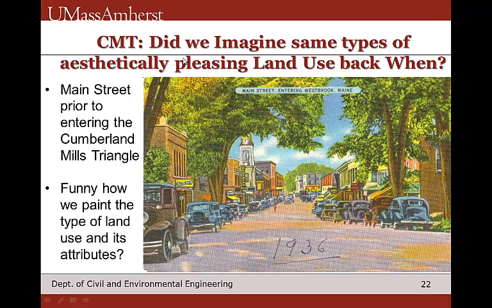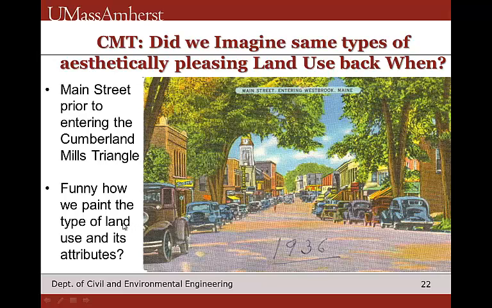The Cumberland Mills Triangle here. Now the question is, did we imagine the same types of aesthetically pleasing land uses back, say, in 1936? This is actually a picture of Main Street entering the city of Westbrook from the other end, not from the Portland end, but from the western end. It actually borders the town of Gorham on the western end and borders Portland on the eastern end. And this is actually entering the Cumberland Mills Triangle, which is way down here in the distance. But as you can see, this is a nice picture that I didn't alter in any way. This was in one of the local Westbrook newspapers a long time ago, as you can see, 1936.